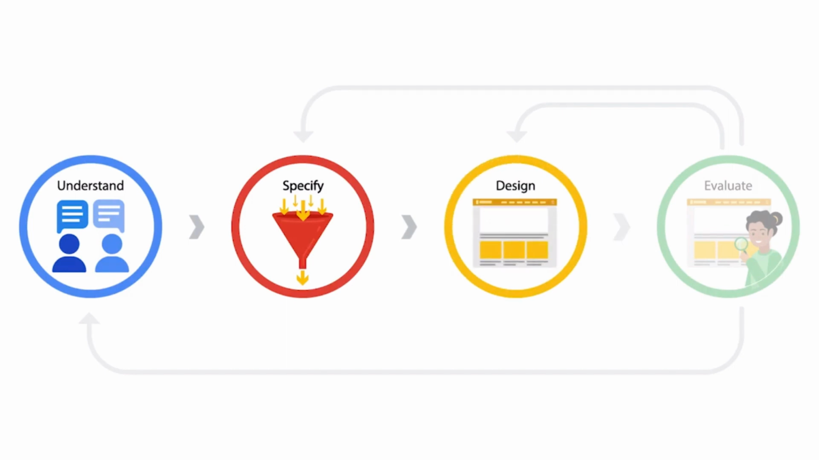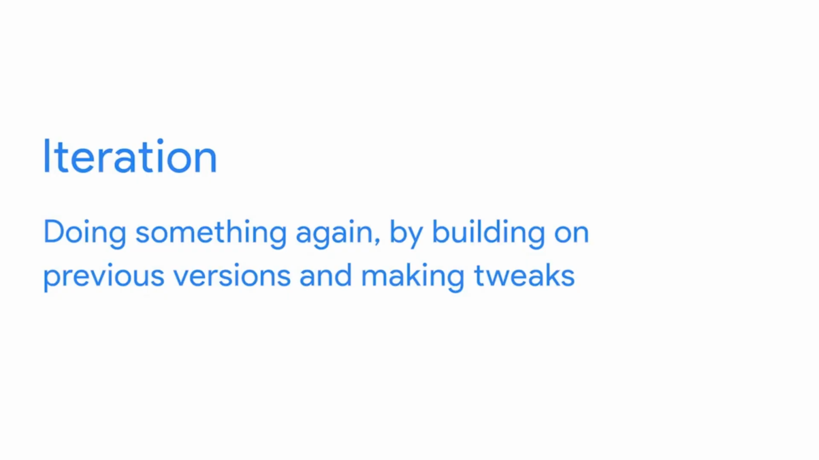This is where you'll come up with ideas for what the product might look like and actually start building the product. And finally, evaluate your design against your end user's needs. Does your design solve the end user's problem? You'll find out here, and you'll also do it by testing your product with real people. It's important to keep in mind that as you go through this process, iteration is key. Iteration means doing something again by building on previous versions and making tweaks.